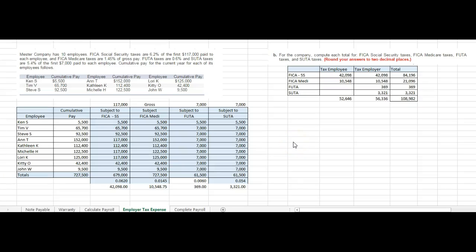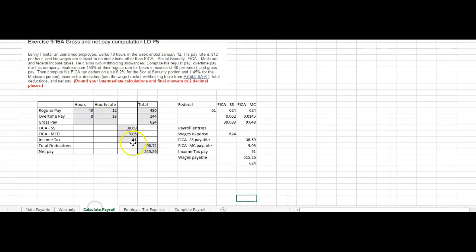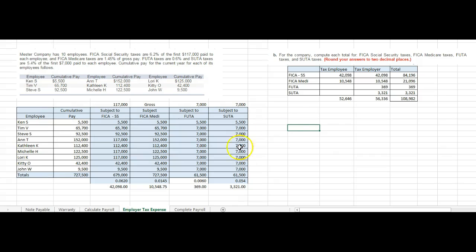Okay, now this is the employer side of the expense for payroll tax. It can get confusing, so just take a deep breath, okay? So, not only are deductions taken out for the employee, which is what we just did in this one here. We did this entry. There will also be an additional entry, okay, that will only be paid by the employer.